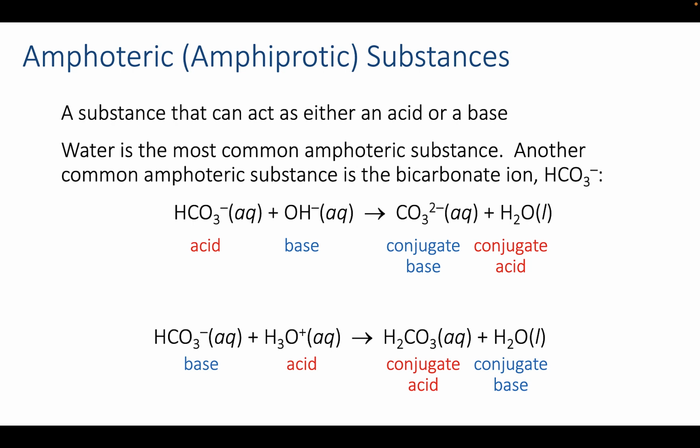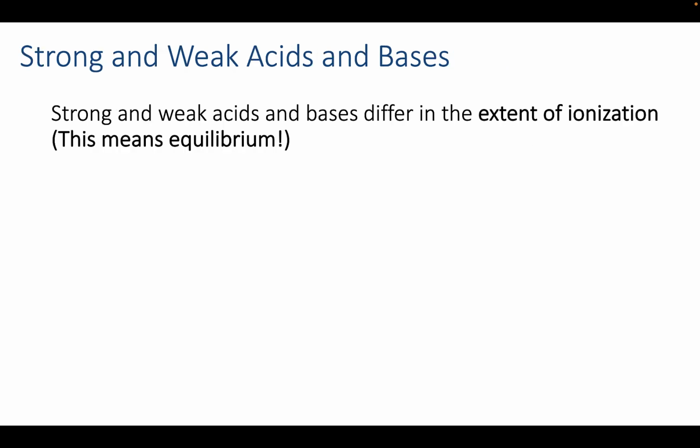And so this is a very important theme. Like I mentioned, many things exist as amphoteric or amphiprotic substances, and what they do is going to depend on the other species in the solution. The last thing we want to discuss is that there are strong and weak acids and bases. And when we refer to this, what we're not referring to is the amount of acidic or basic activity. What we're really talking about is the extent of ionization, meaning whether or not we're in an equilibrium reaction.